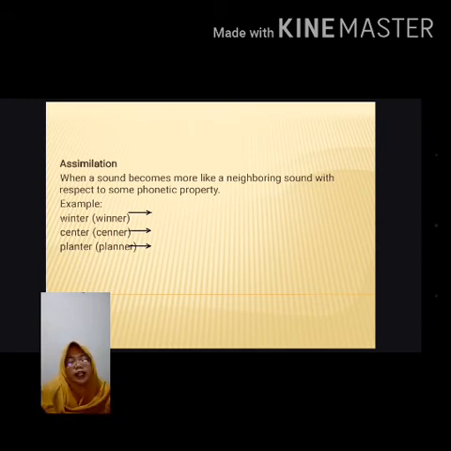The second, progressive assimilation. The phoneme that follows is affected by the one that comes before it. For example, stander becomes stanner.